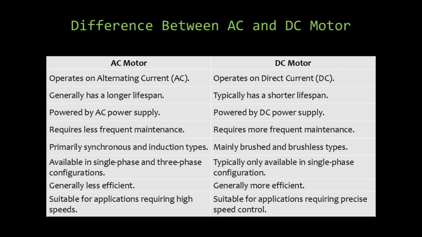Let's compare AC and DC motors across multiple dimensions. AC motors operate on alternating current, while DC motors use direct current. AC motors typically have a longer lifespan and require less maintenance. They're available in both single-phase and three-phase configurations, offering greater flexibility. While DC motors are often more efficient and better for precise speed control, AC motors excel in high-speed applications. Their different power supply requirements and operational characteristics make each suitable for specific technological needs.